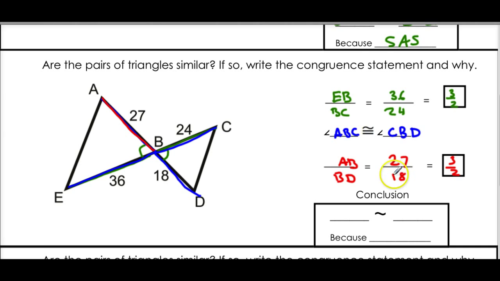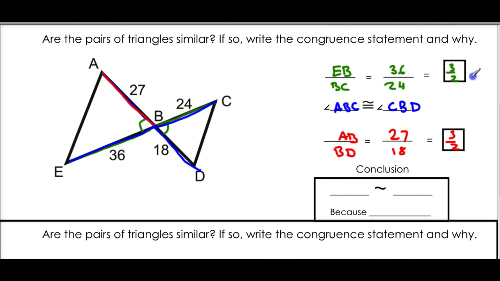So these two triangles are similar because our two sides have the same ratio and we have one angle in between that's congruent. So we know ABE is similar to DBC. Why did I write side, angle, side? Because of side, angle, side.